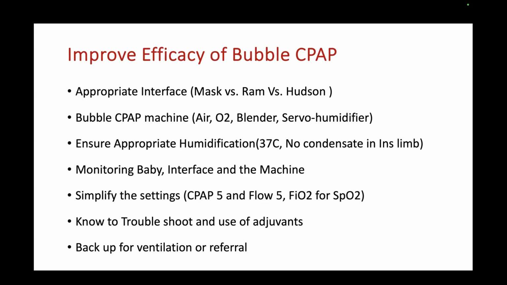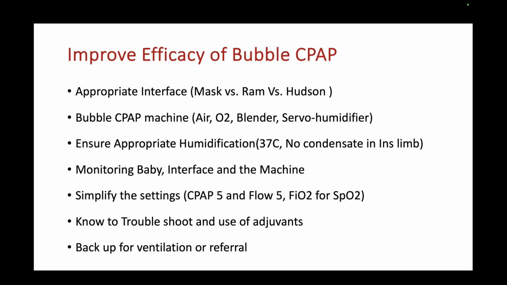And for any bubble CPAP machine, you need to ensure that you have a compressed air source, a compressed oxygen source, a good blender, and a servo humidifier able to deliver the gas at 37 with 100% relative humidity. And how do you know humidification is appropriate? 37 display, no condensation in the inspiratory limb. Monitor the baby, monitor the interface, and monitor the machine frequently so that you are not failing on CPAP.